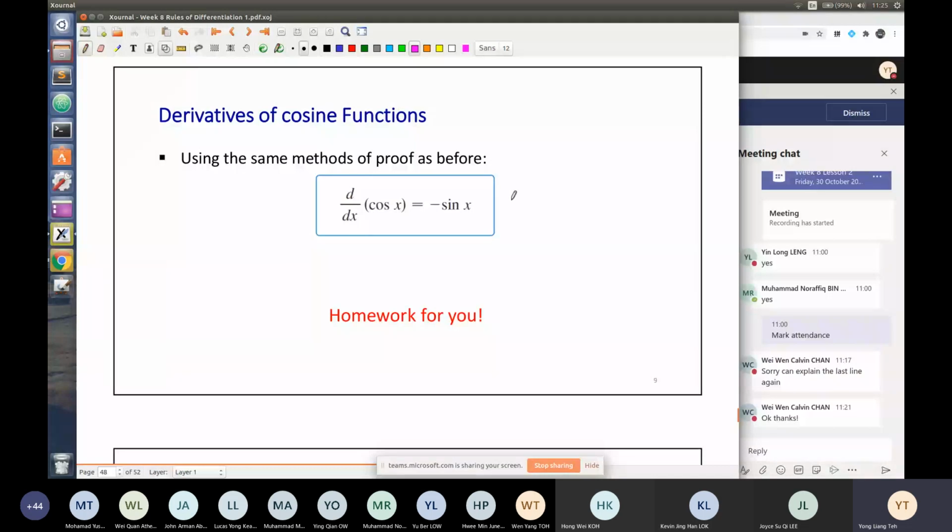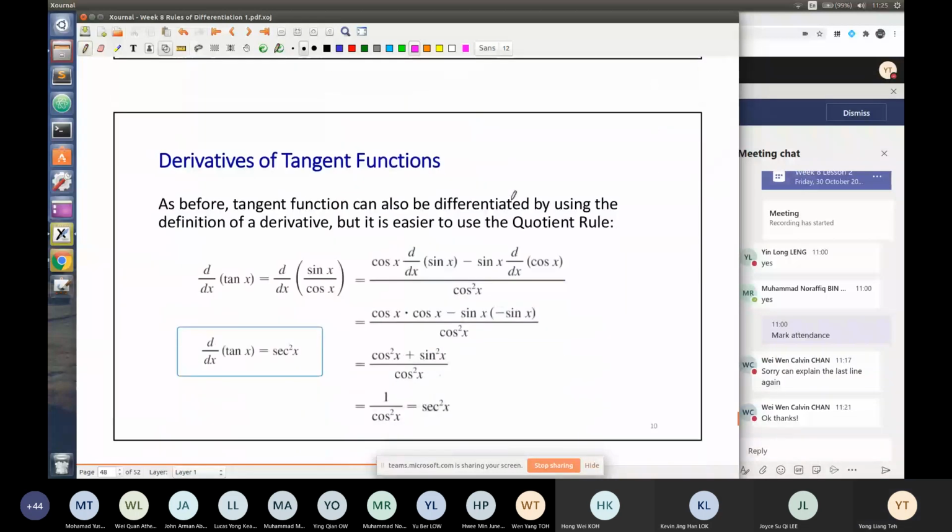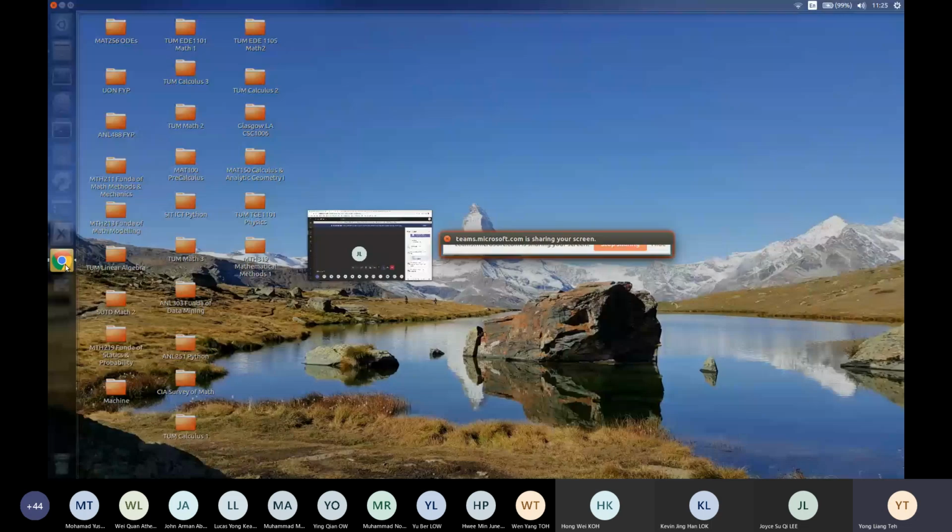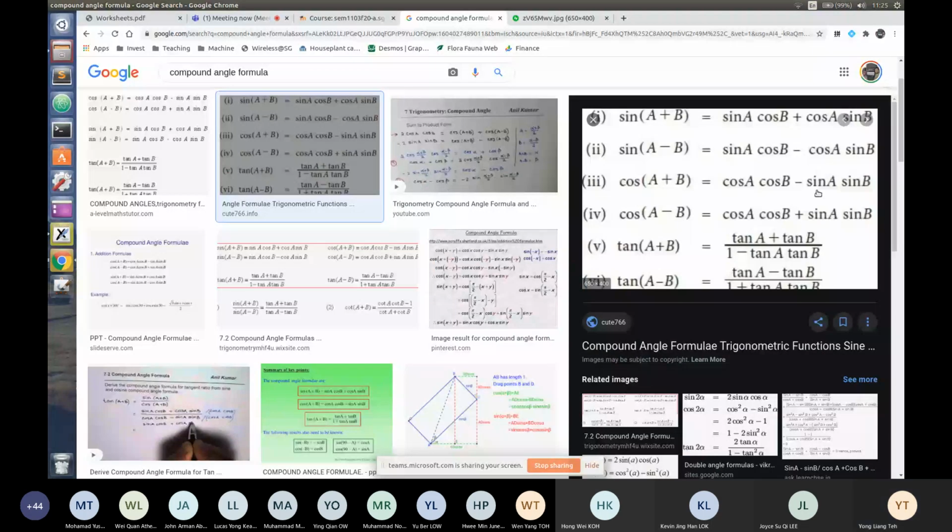So using the same methods, you can actually show that the differentiation of cosine x is minus sine x. Okay, so I'm not going to go through this. It's actually here. So you will need to use the compound angle formula, and in this case, you will need cosine of x plus h. All right, and then you have this expression here. So you see the minus there. Okay, so the minus is the reason why the differentiation of cosine is minus sine, due to this negative term here. Okay, so I'll leave you to try that out on your own.